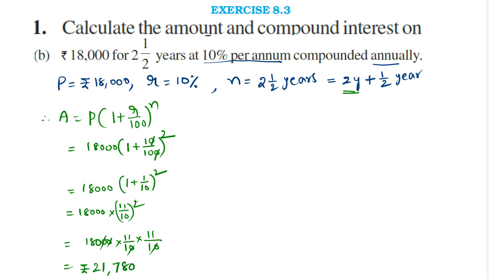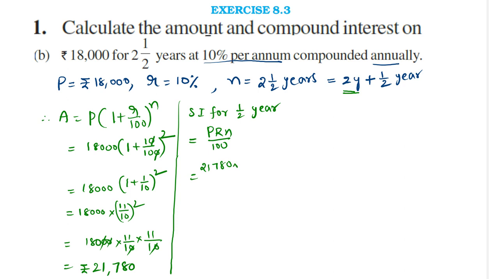This 21,780 will be the principal amount for the next 1/2 year, and we need to use the simple interest formula. So simple interest for the next 1/2 year is equal to PRN divided by 100, or we can use PTR by 100 also. This is equal to P, the principal amount, which is 21,780. Rate is how much? 10 times N, just 1/2 year, divided by 100. We can cancel 0, 0 and this 0, 0.